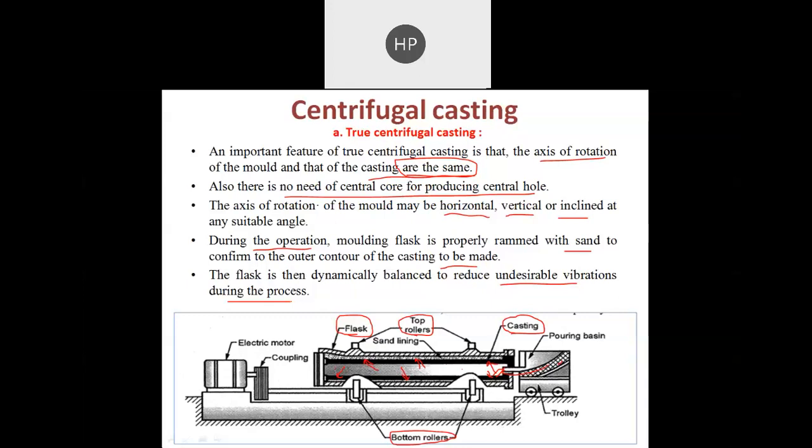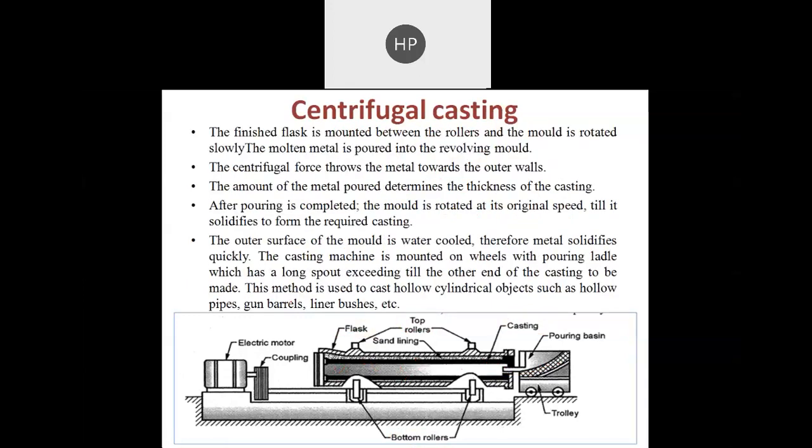So this is how centrifugal casting works. The finished flask is mounted between the rollers and the mold is rotated slowly, and then molten metal is poured into the revolving mold. Okay, so this is the process.